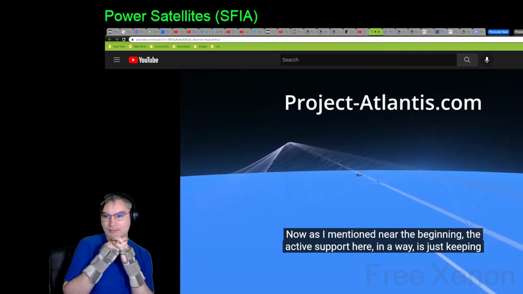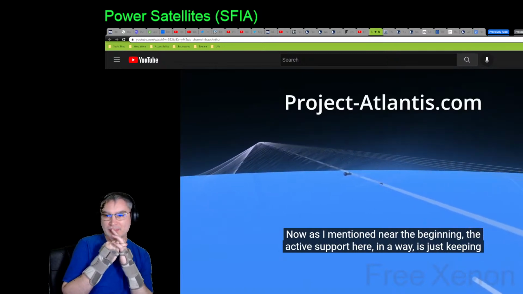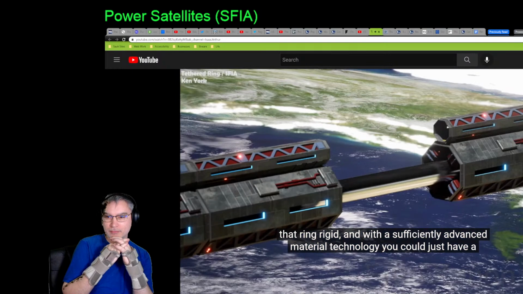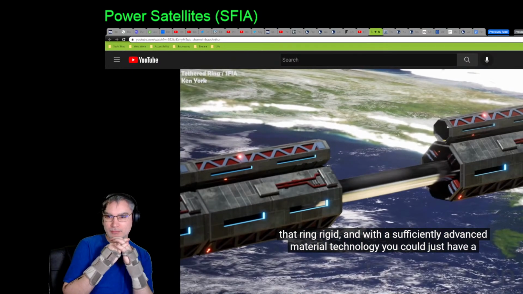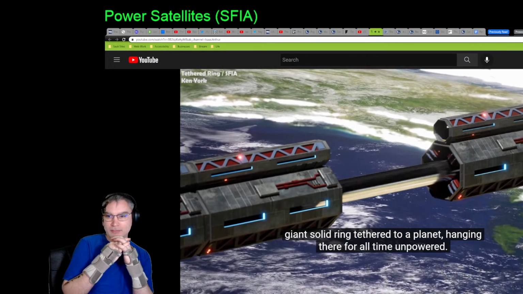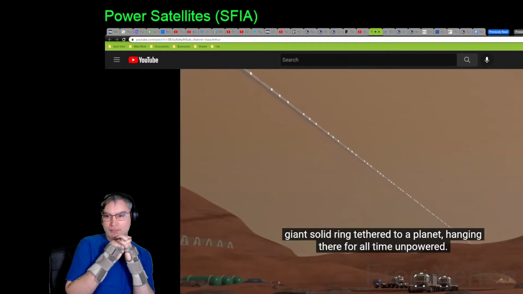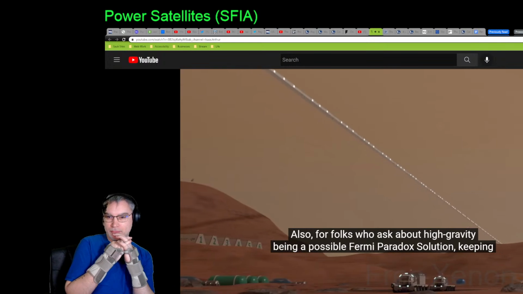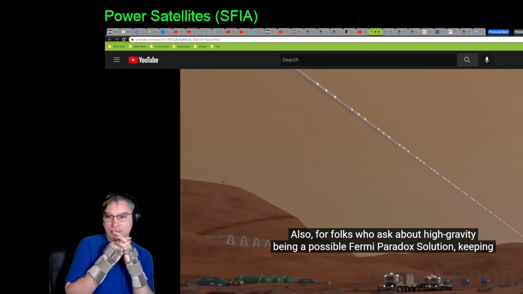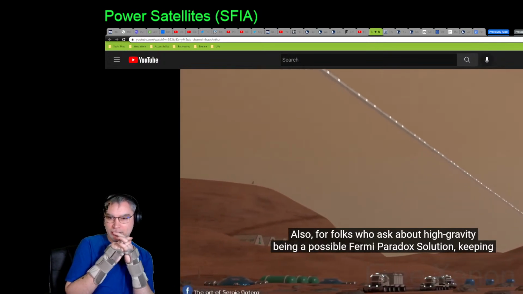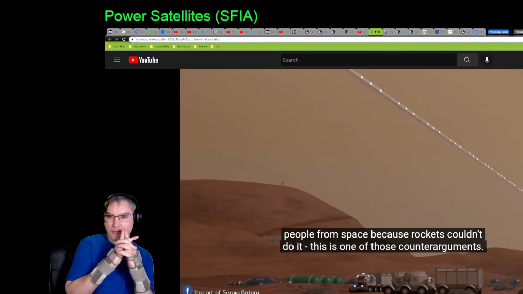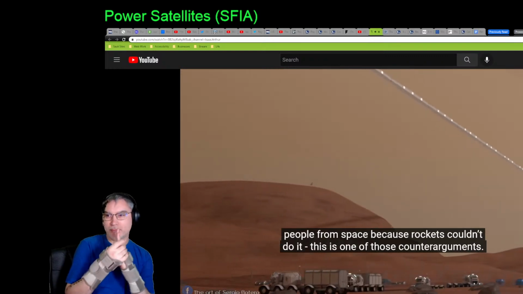Now, as I mentioned near the beginning, the active support here, in a way, is just keeping the ring rigid. And with a sufficiently advanced material technology, you could just have a giant solid ring tethered to a planet, hanging there for all time, unpowered. Also, for folks who ask about high gravity being a possible Fermi paradox solution, keeping people from space because rockets couldn't do it, this is one of those counter-arguments.